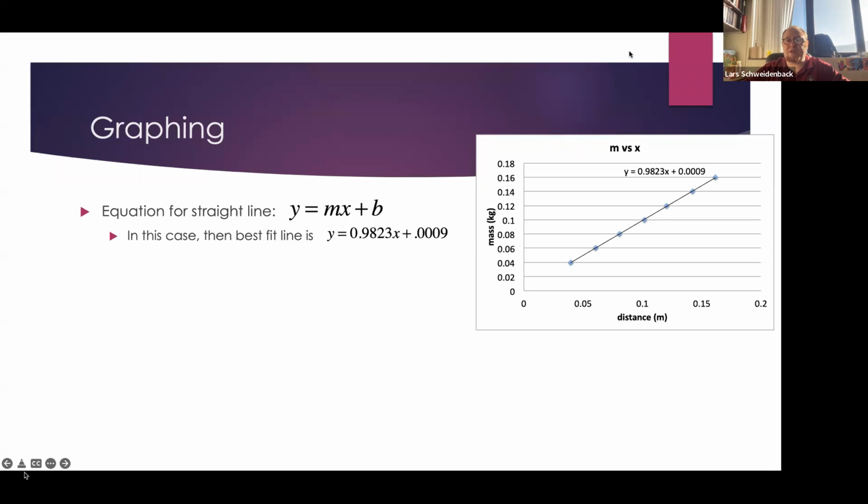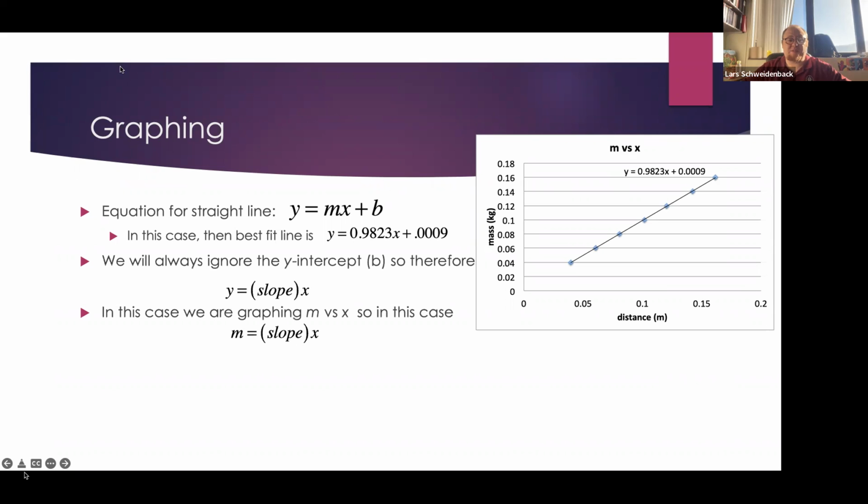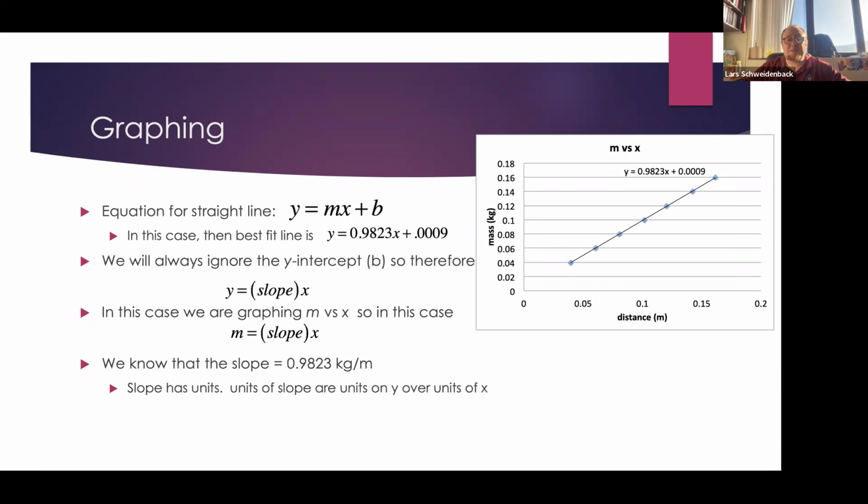Now see, the equation for any straight line is y equals mx plus b. And here we have y equals 0.9823x plus 0.0009. We're going to always ignore the y-intercept, that 0.0009 in this case. We're just going to say y is slope times x. And in this case, since we're graphing m versus x, that means m is the slope times x. That mass is the slope times distance, which means we know the slope is 0.9823.